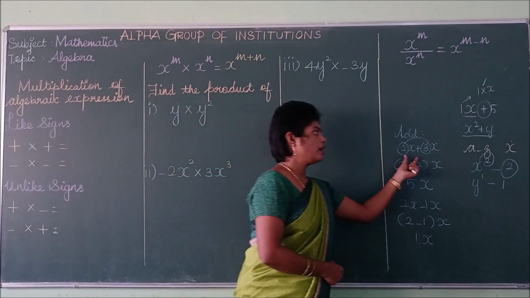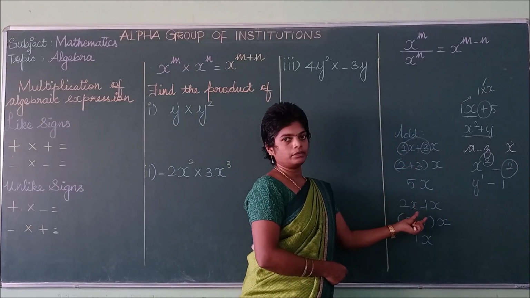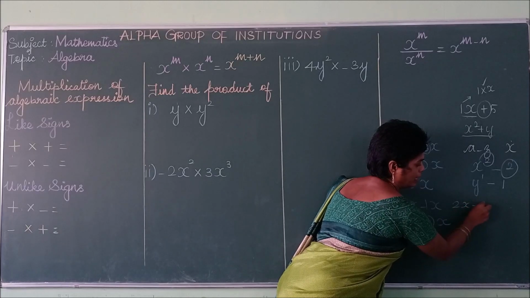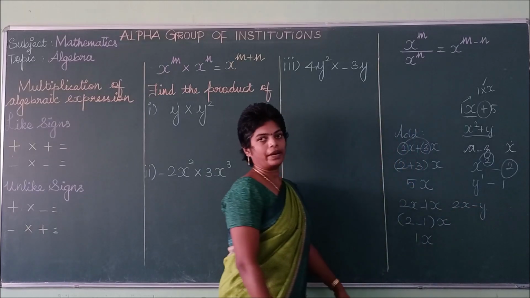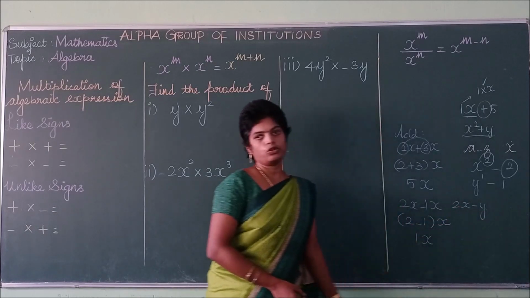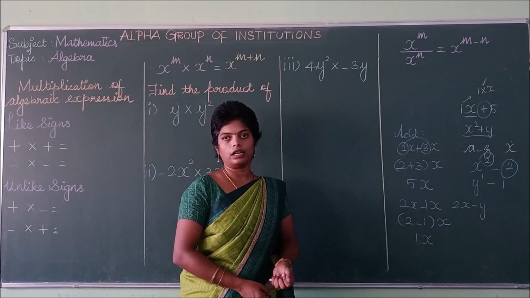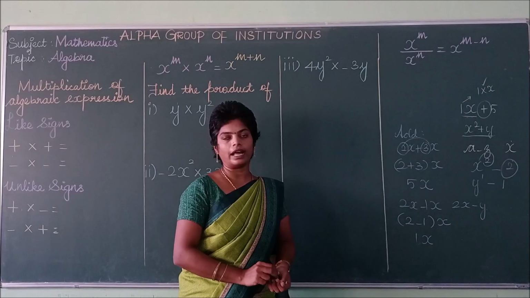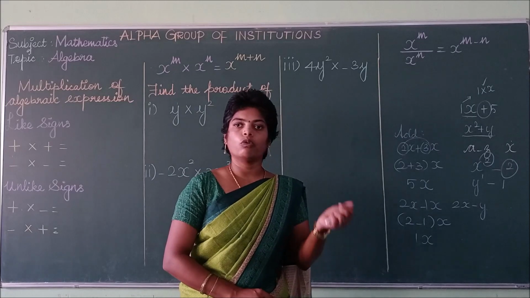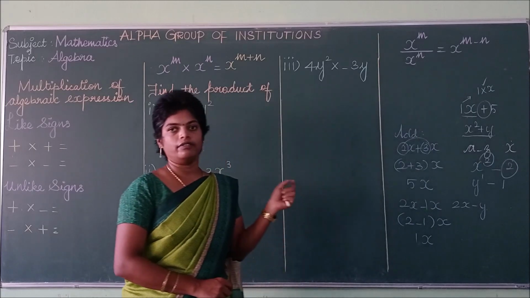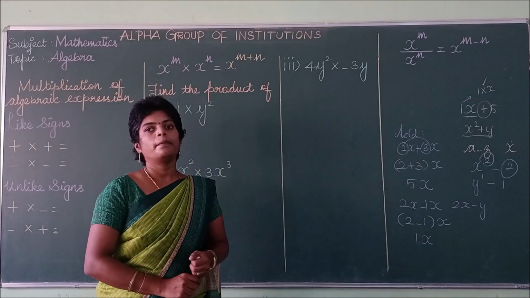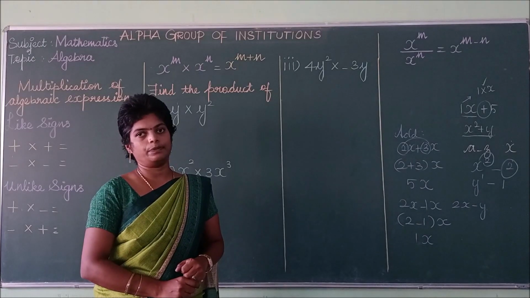So you can add or subtract like terms only. If it is 2x minus y, you can't subtract that term because this is x and that is y. So you should not subtract or add different variables. You should add or subtract the same variables only. So addition and subtraction of algebraic expressions we have learned in our previous session. In today's session we are going to learn about the multiplication of algebraic expressions.